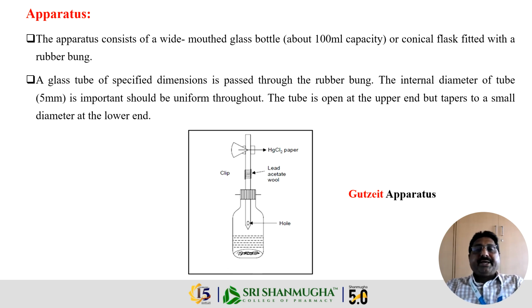Next, coming to the apparatus. The apparatus used for this test is called the Gutzeit apparatus. It consists of a wide mouth bottle or conical flask of about 100 ml capacity. The bottle is fitted with a rubber bung through which a glass tube passes. The tube should have a uniform internal diameter, usually about 5 mm. The lower end of the tube is narrow and has a small hole to allow moisture to escape.